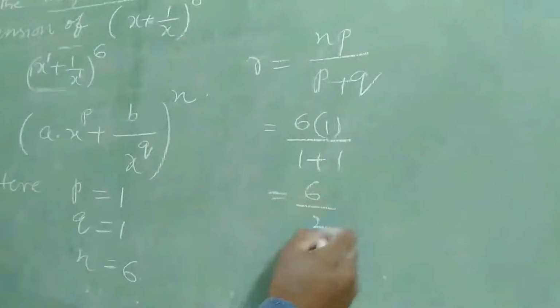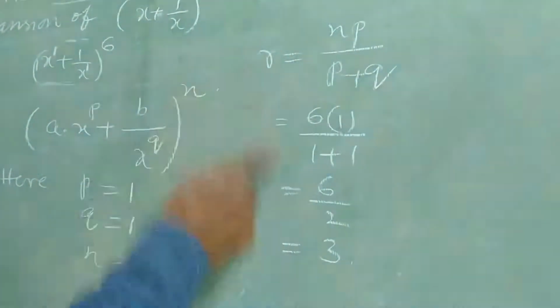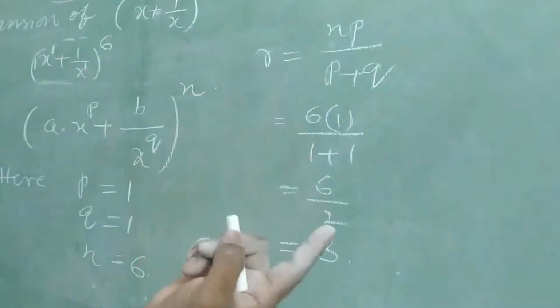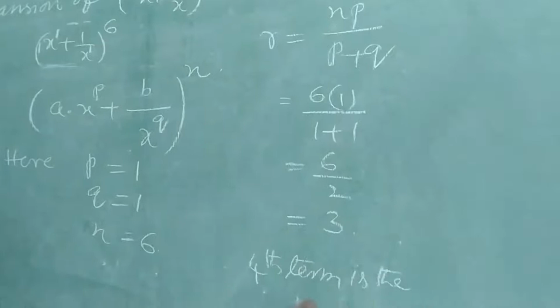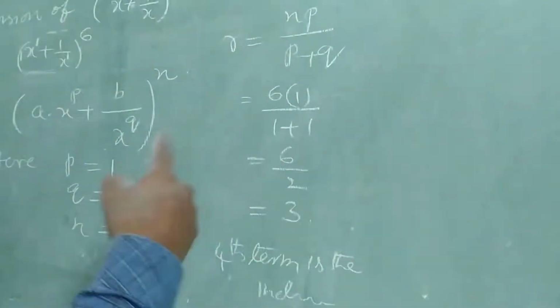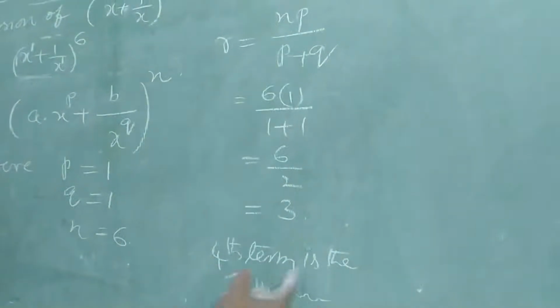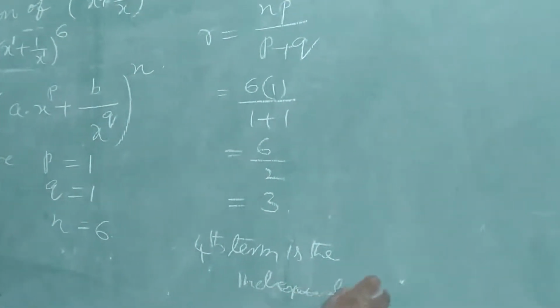So 6 by 2, that is equal to 3. Now what is the r value? 3. If the r value is 3, then which term is the independent term? Therefore, the fourth term is the independent term. If they ask which term is independent, you can directly write that the fourth term is the independent term.